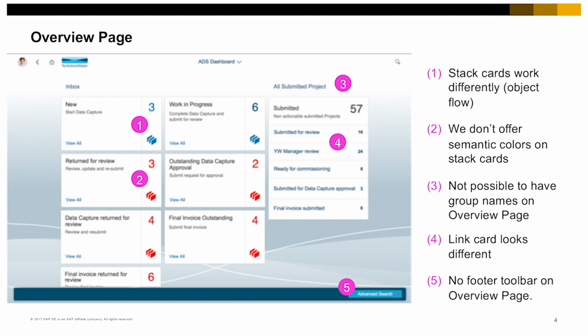In addition, we see here two features that are not supported in the overview page as of today. One is the groups, so we have the inbox and the all submitted project group headers. This is not possible. And we have the advanced search in the footer toolbar, which is also a feature that we don't support because we use the filter bar to filter the content of the overview page.